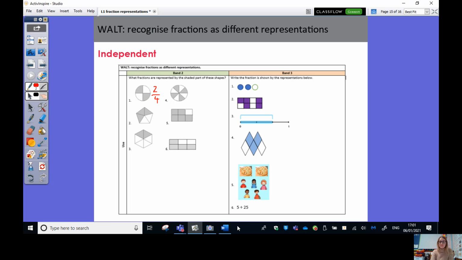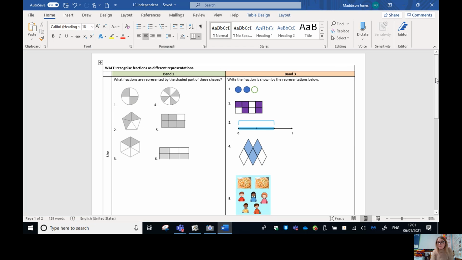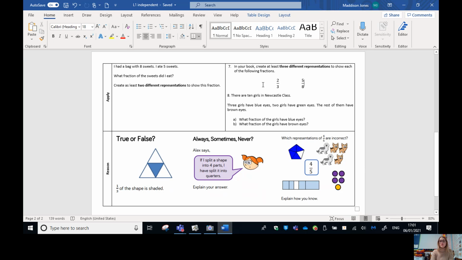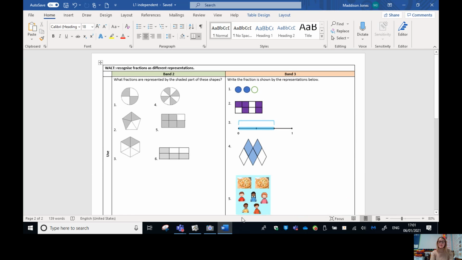If you choose to do band 3, there's some different representations, so make sure you look at them really carefully. Also on your sheet today, you have your reply and reason. So in your reply, as I said, you're showing your different representations like I just showed you. And then for the reason, I've just put 3 in there for you to have a go at, whether you're doing band 2 or 3, apologies. So have a go at those. I can't wait to see your representations on Seesaw.